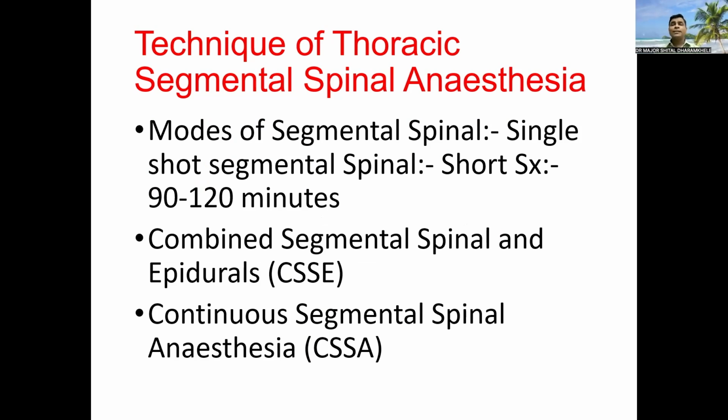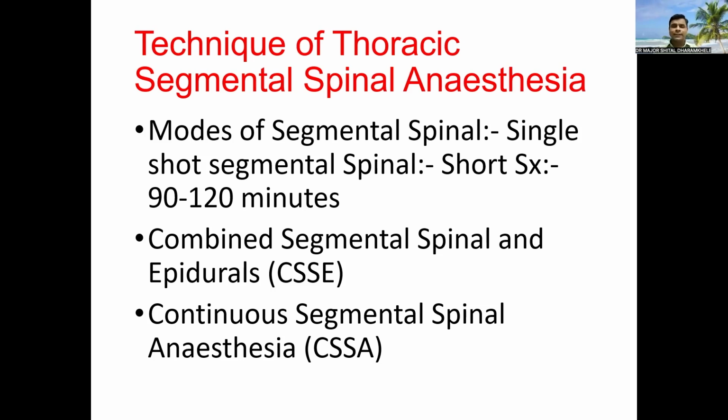Then it can be combined with the segmental spinal and epidural also. You can give the single shot of segmental spinal and also put the epidural catheter on the higher side. Another option is continuous segmental spinal. You can thread the catheter into the dural space and give intermittent boluses with this segmental spinal catheter, also known as continuous segmental spinal anesthesia.